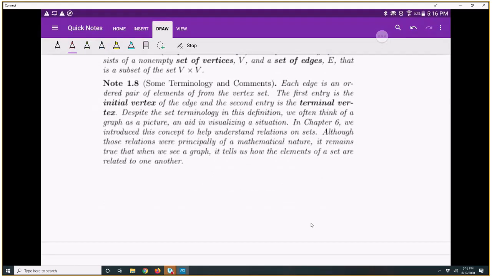Some terminology and comments here. Each edge is an ordered pair of elements from the vertex set. The first entry, you might have heard me using this word, is the initial vertex of the edge. So the edge starts at the first entry of the ordered pair. And the second entry is the terminal vertex. So the edge ends at the second entry in the ordered pair, and hence the arrow points at that vertex.